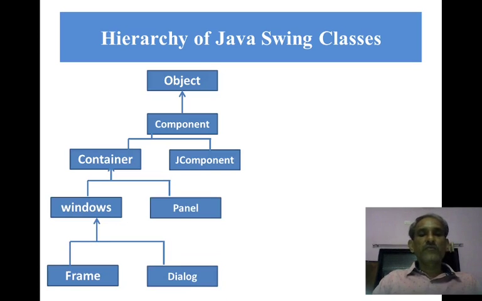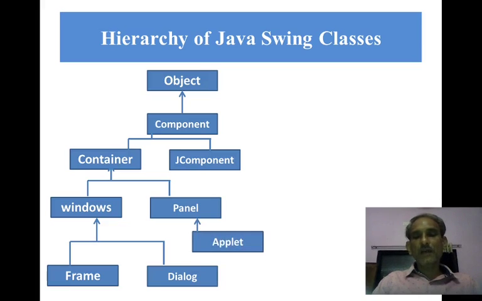Here Frame means JFrame. If you consider only Frame, that is an AWT component, but when we write JFrame, that is the Swing component. In the same way, Dialog is part of AWT, and when we write JDialog, it is Swing. The Panel has Applet. Again, you don't write only Applet, because Applet is also in AWT. You write JApplet. So JApplet is a subclass of Panel.